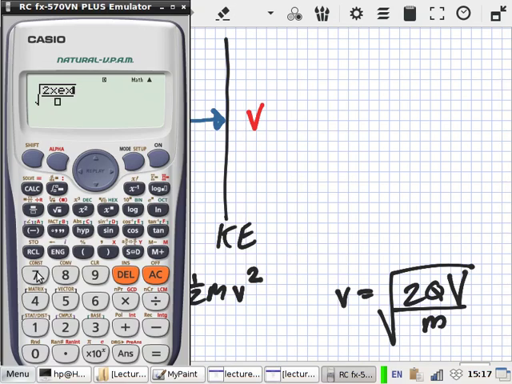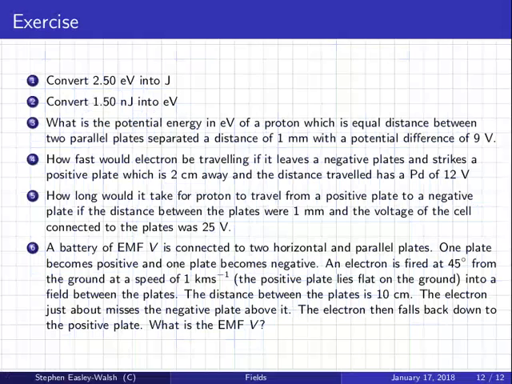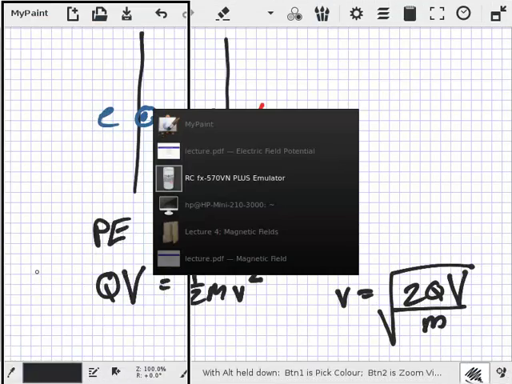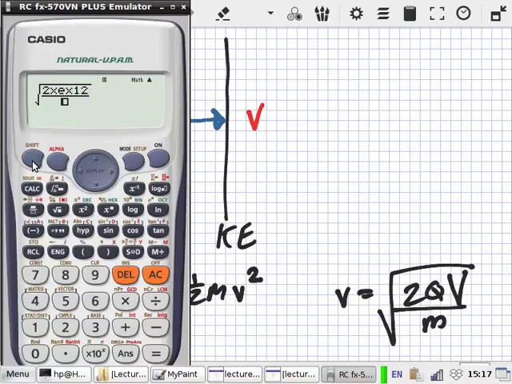So if I take it out here and just put that in, square root 2 E, and what's my voltage? 12 volts. And it's, I say electron, wasn't it?